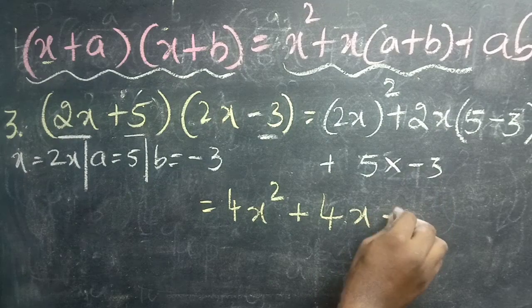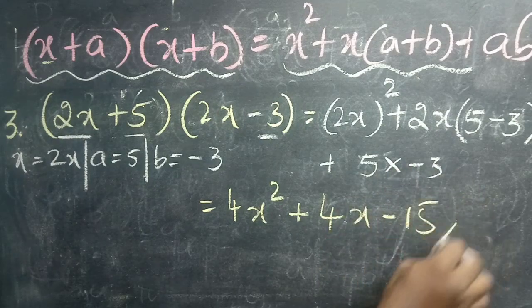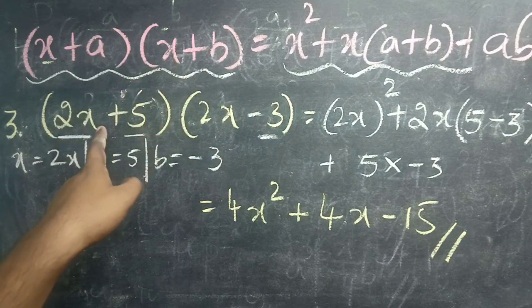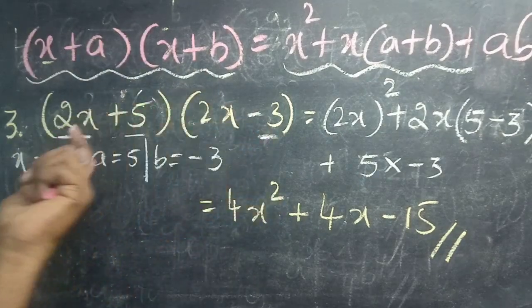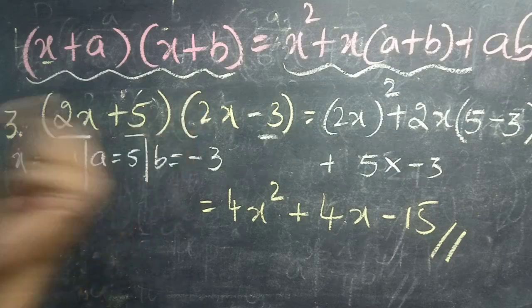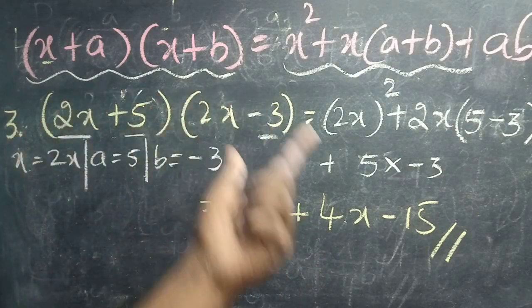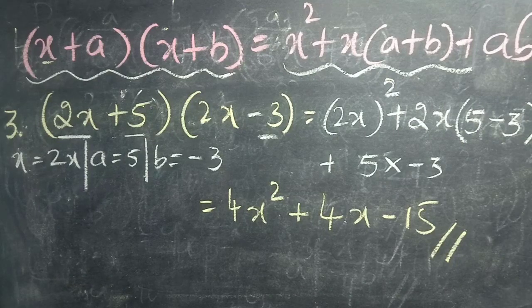Now plus into minus, minus 5 3s are 15. Be careful when there is a negative sign. Both the values of a and b can be negative or either one. When there is a negative sign, be careful when you are solving this kind of problem.